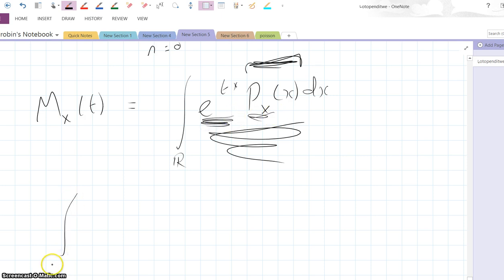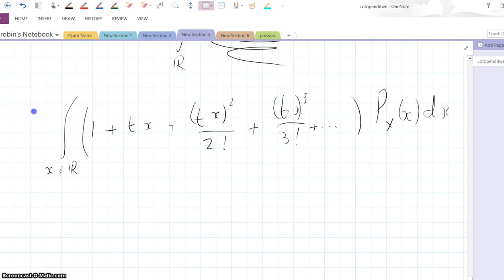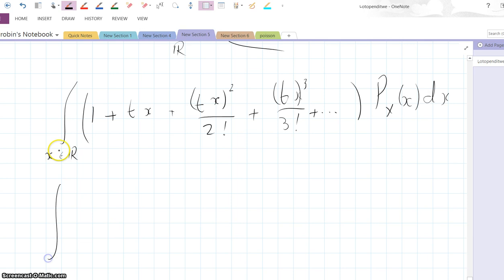So it's the integral over x, a real number, from minus infinity to infinity of 1 plus tx plus tx squared over 2 factorial plus tx cubed over 3 factorial plus dot dot dot, times p sub x of x dx. Looks a bit bad like that, but there it is. I'm going to rewrite it in a slightly different way.